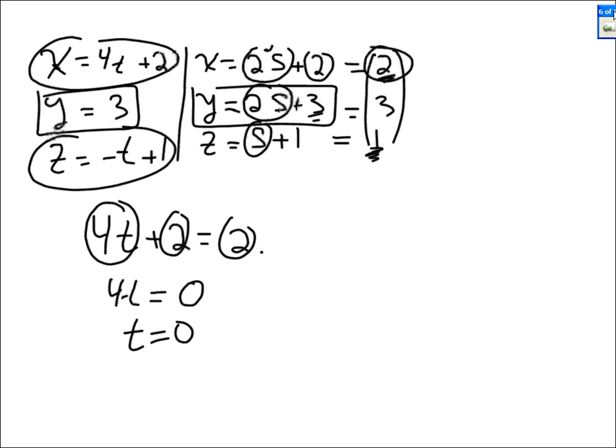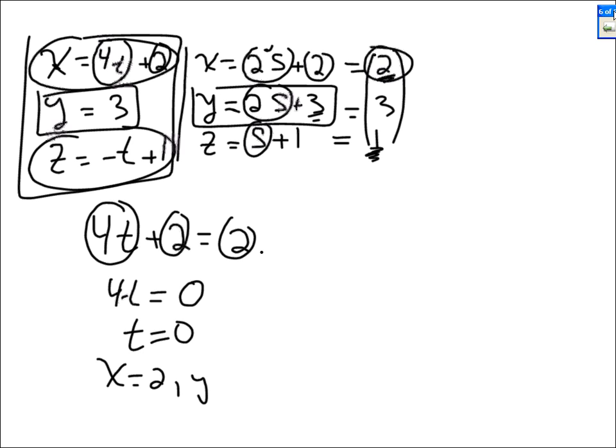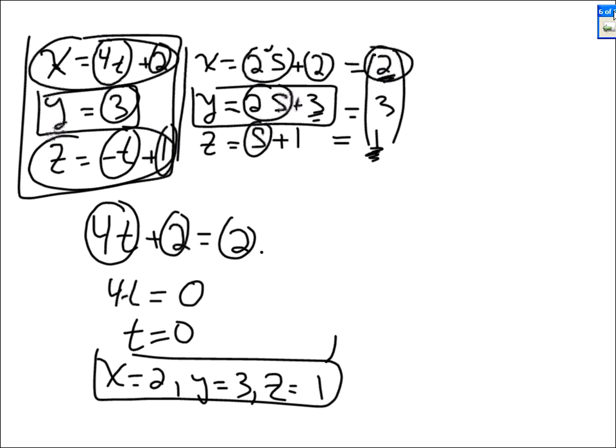So what would x, y, and z over here be? Well, x is 4 times 0, 0, plus 2 is 2. And the y value is, well, it's always 3. And the z value is negative 0, which is 0, plus 1 is 1. This point matches up with that one. They intersect at 2, 3, 1. They do. They didn't have to, but they did. They intersected.